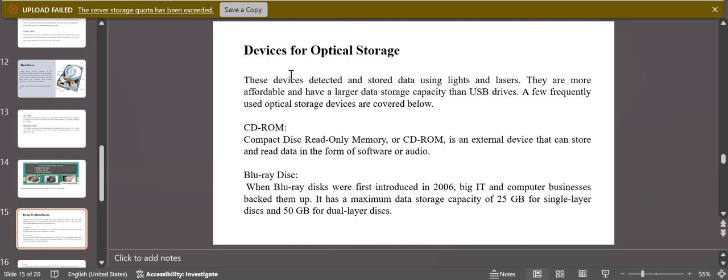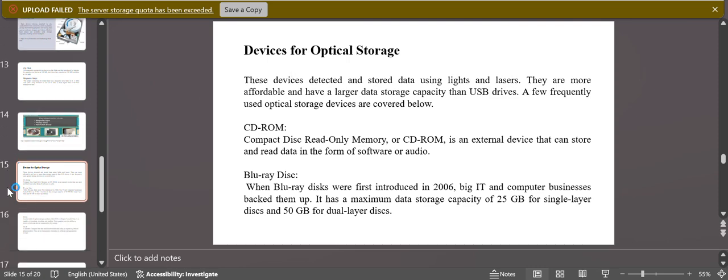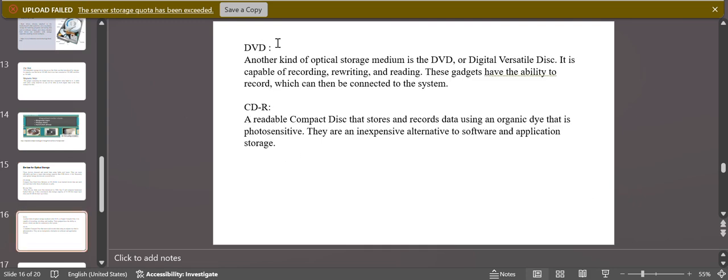Blu-ray disc. When Blu-ray discs were first introduced in 2006, big IT and computer businesses backed them up. It has a maximum data storage capacity of 25 GB for a single layer disc and 50 GB for a double layer disc.